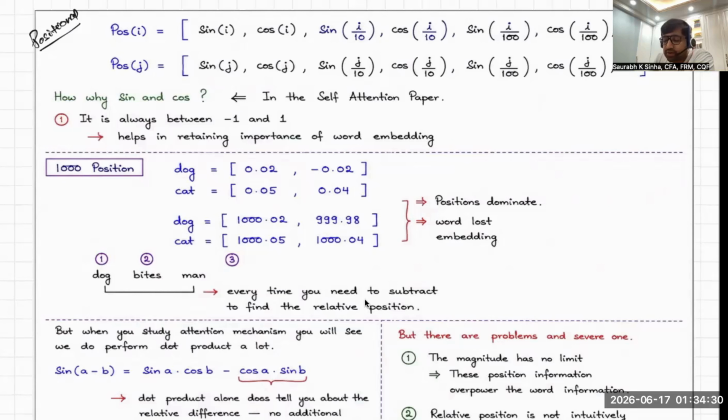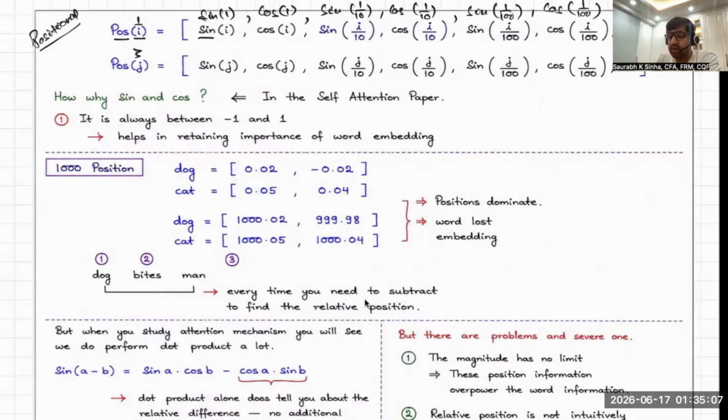So if the position is 1, you will first try to find out the dimension of the word embedding. Say the dimension is 6. So you will do sine 1, cos 1, sine 1 upon 10, cos 1 upon 10, sine 1 upon 100, cos 1 upon 100.